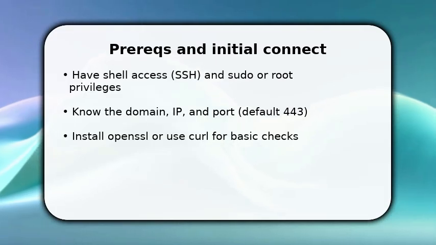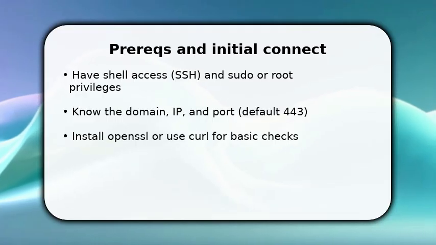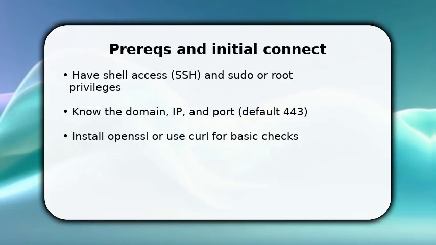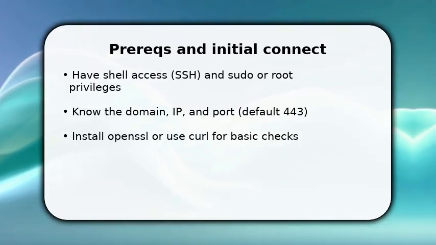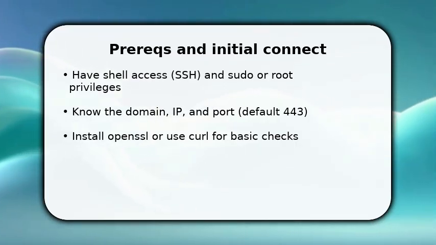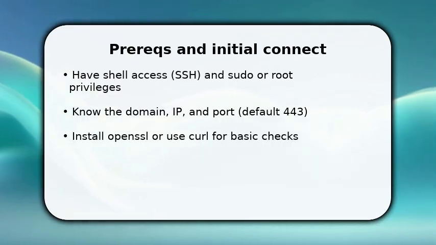You start by confirming prerequisites. SSH into the server with sudo rights and ensure OpenSSL is installed. Now connect to the server and run an OpenSSL client command pointing at the domain and port. This pulls the certificate chain so you can inspect details. Once done, you'll capture the raw certificate block for parsing.